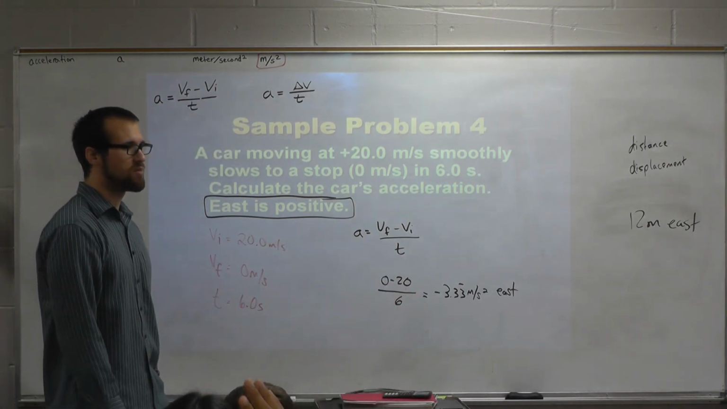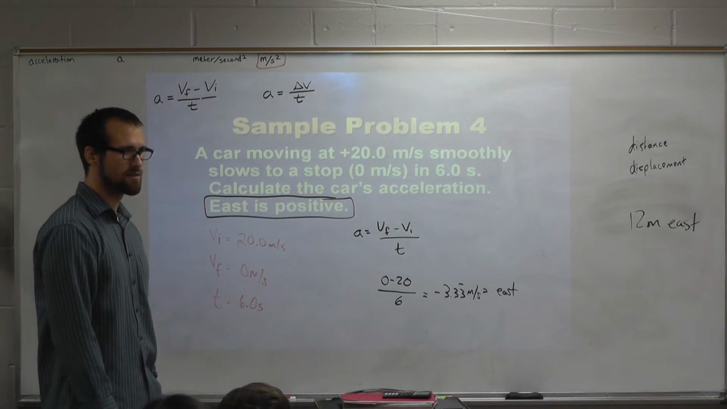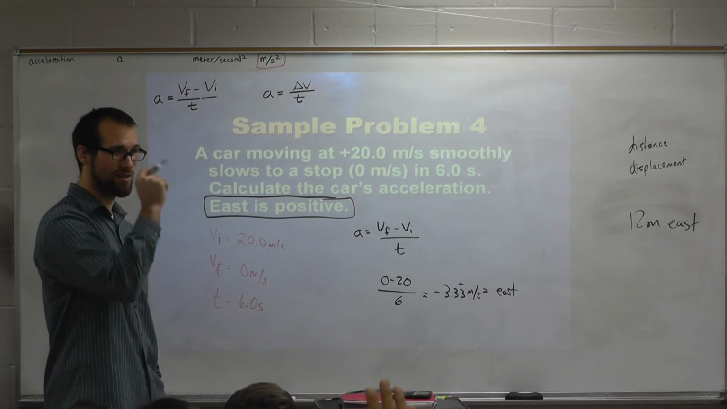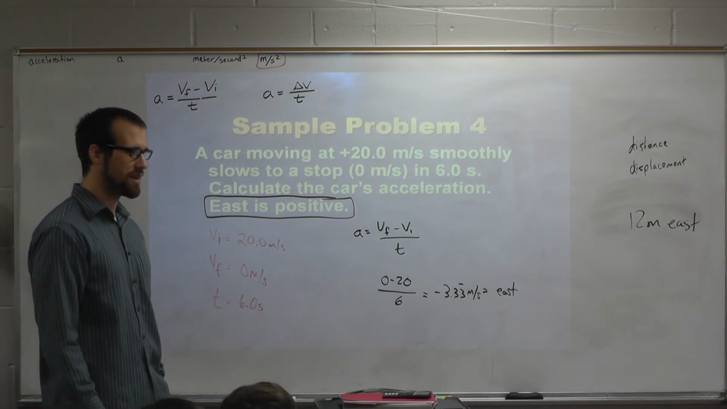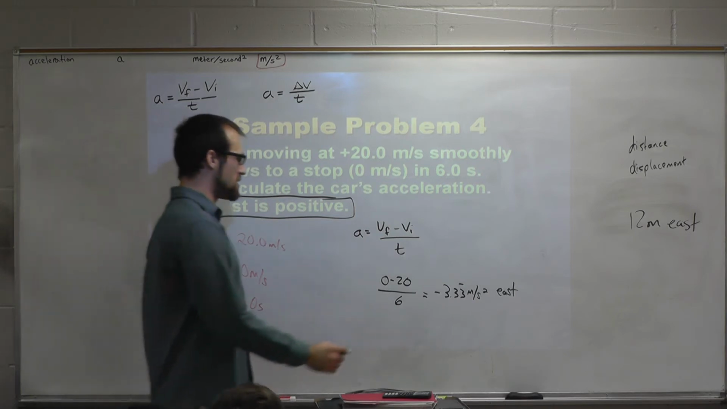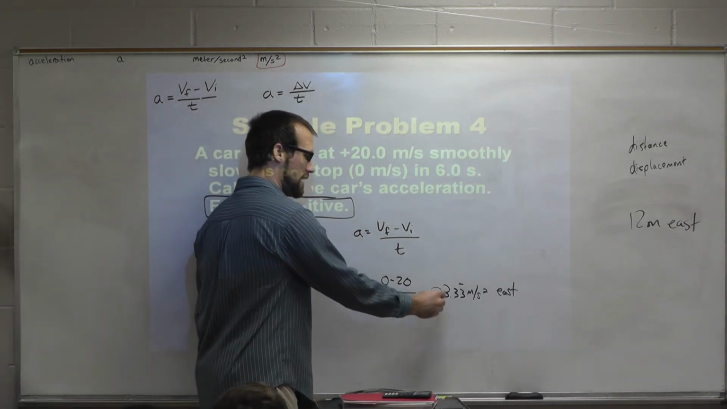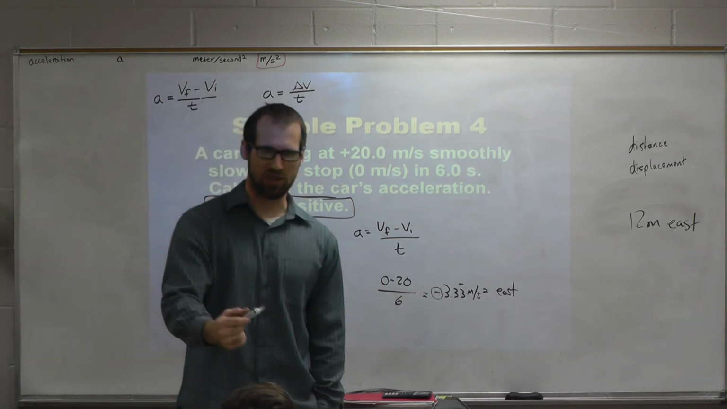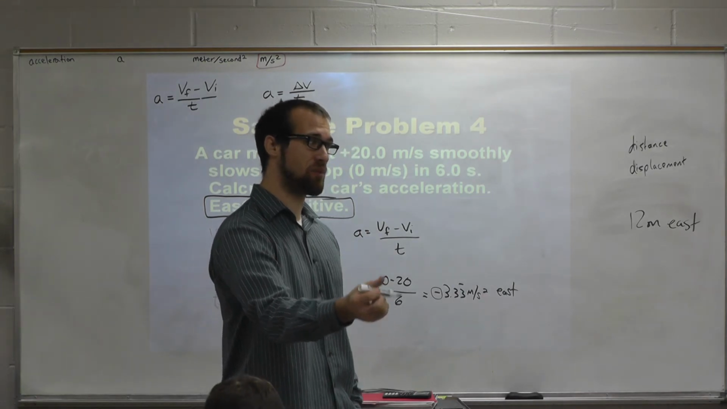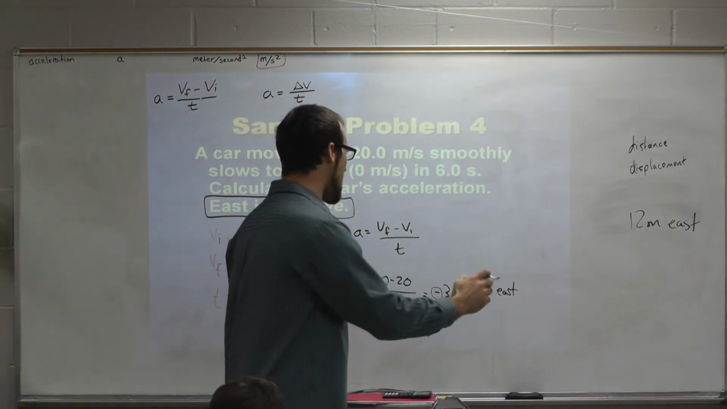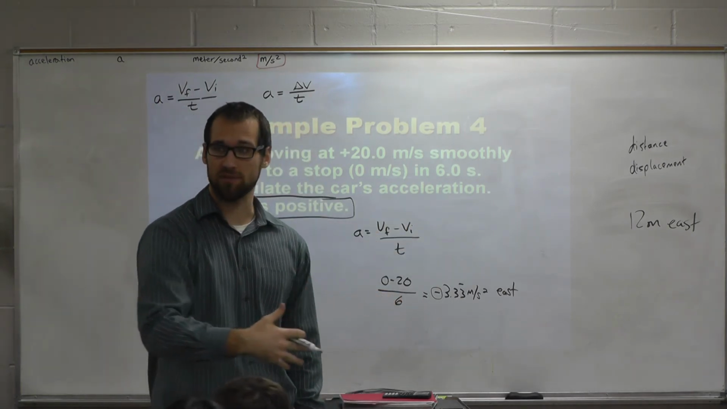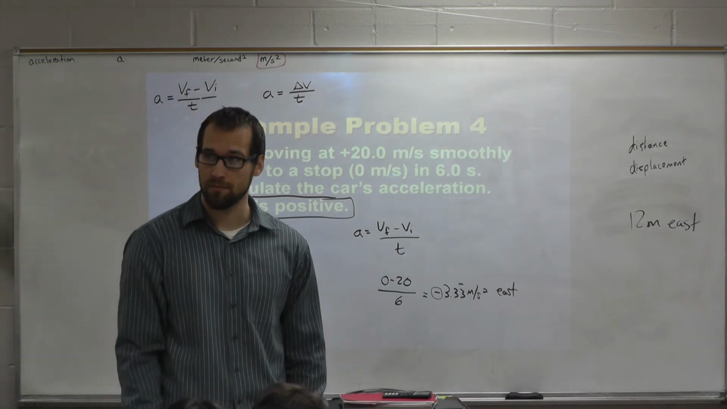Why is it not west if you're heading east? Because you're getting slower. So you're slowing down, hence you're negative, but you're still going east. Right? Does that make sense? This is where I said it's important to note that the sign of acceleration does not tell you the direction. The direction is going to come from the context of the problem.